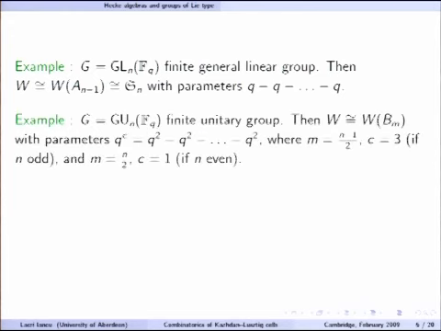If you think of finite unitary groups, then the Weyl group is of type B_m, where m and n are in this relation. m is (n minus 1) over 2 if n is odd, or n over 2 if n is even. And in those cases, the choices of parameters are either 3, 2, 2, 2, 2, or in the case where n is even, 1, 2, 2, 2, 2.